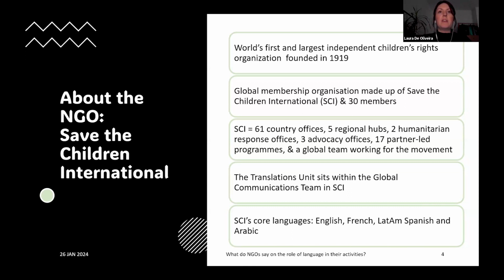the movement. The translations unit is a team of 2 people, me and a translations coordinator. And we are hoping to see the team grow, but obviously it's a big job for a small team. So working with academics is really instrumental in understanding how we can maximize the resource that we have.